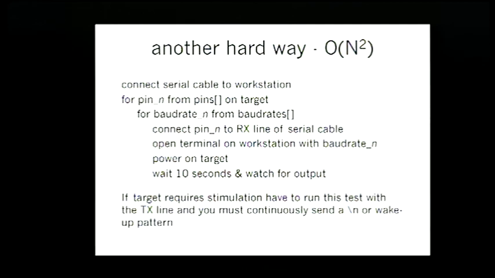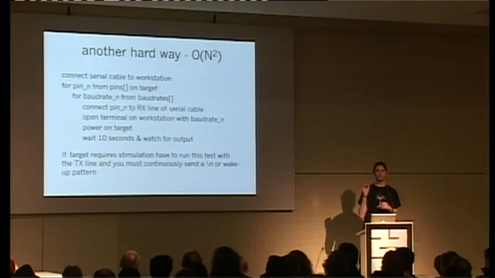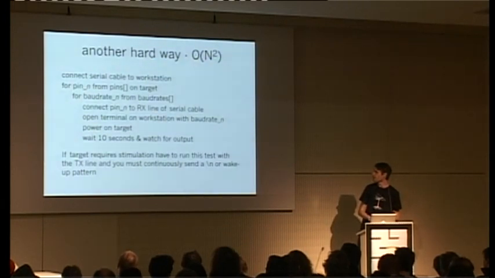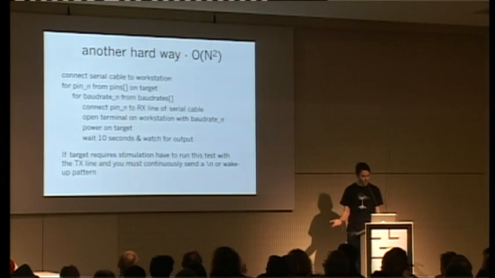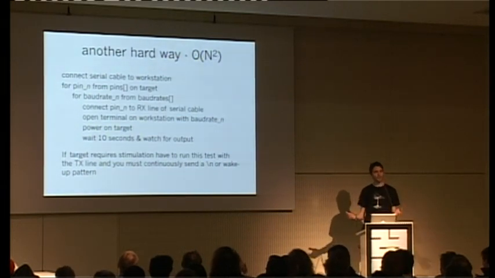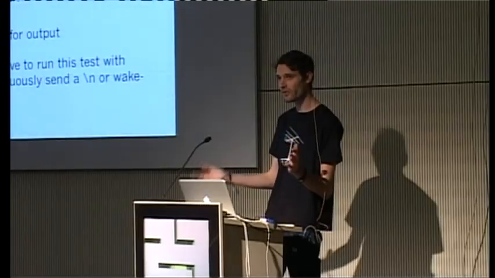This doesn't work if the target requires stimulation, so sometimes you'll need to send a carriage return or press enter in order for it to give you some sort of meaningful output. So that doesn't work here. And to modify that, you would have to add another for loop to check each of the TX pins. And basically, after you get halfway through this, you might want to give up.